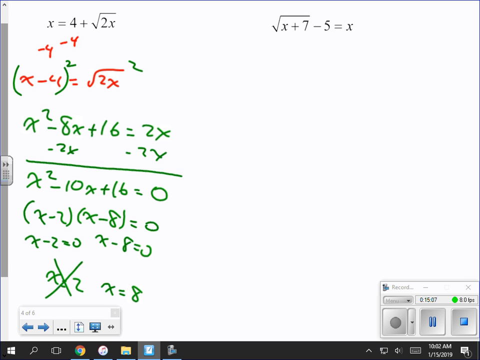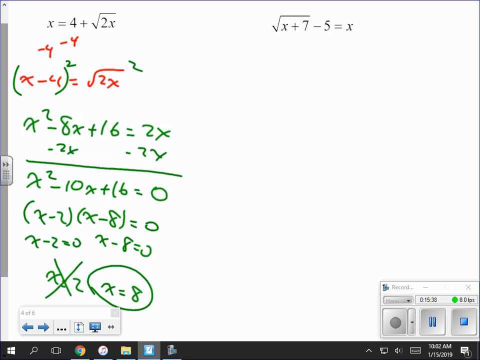I try 8. 2 times 8 is 16. Square root of 16 is 4. 4 plus 4 is 8. I get 8 over here, 8 over there. That one's good. I got one that works. I got one that doesn't. That often happens, but not always. That often is what happens when you end up with a quadratic as part of what you're doing. You get 2 answers. Often one of them is no good, the other one is. Most of the time, that's what works.